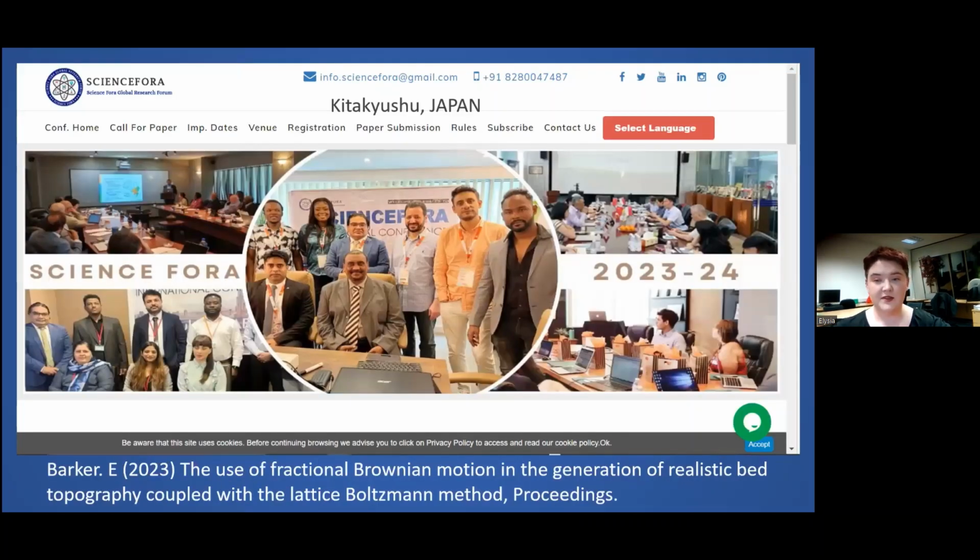Currently, I'm at the beginning of the second year of my PhD. I specialize in computational hydrodynamics. This morning, as if in great timing, I was actually accepted to speak at a conference in Kitakyushu, Japan, this coming April, and will be publishing a paper through the conference entitled The Use of Fractional Brownian Motion in the Generation of Realistic Bed Topography, coupled with the Lattice-Boltzmann method.